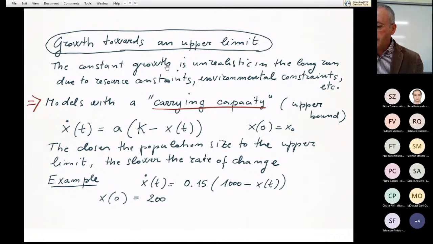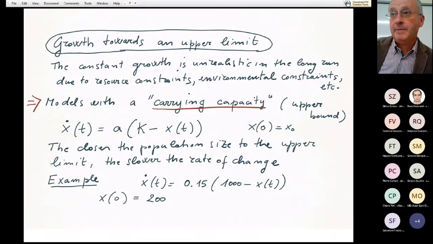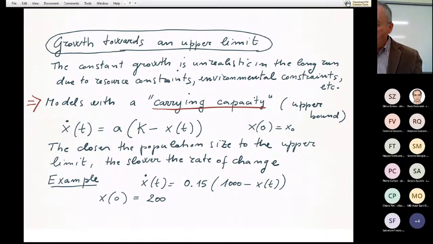There is a class of models that include a carrying capacity. The carrying capacity is some maximum level that can be reached by our variable, and the existence of a carrying capacity, which is an upper bound, modifies basically the growth rate of our variable, okay? So look, for instance, at this model. X dot t is equal to, it's not r, a constant, times xt. It's equal to a constant times the upper bound, so the carrying capacity, minus the existing level of the variable, okay?